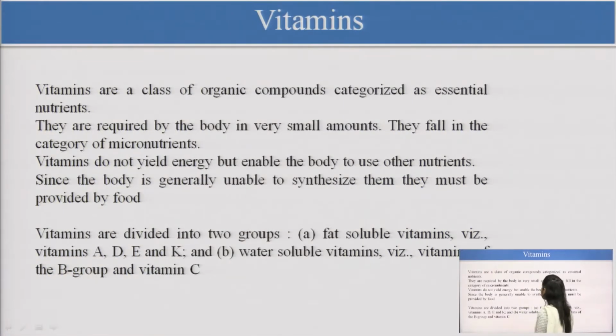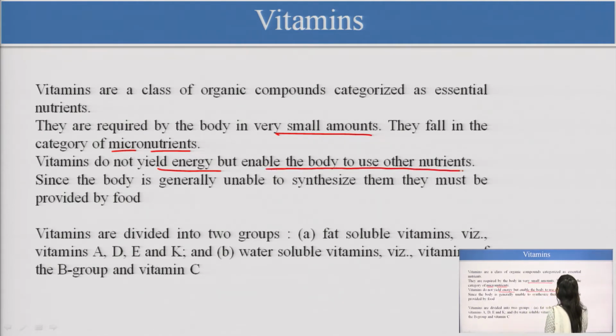Vitamins are essential compounds which are required in very small amounts. They fall in micronutrients, meaning they are required in small quantities. Vitamins don't yield energy, but enable the body to use other nutrients, so they are required for other functionings. Since the body is generally unable to synthesize them, that is why they are essential. We need them in our food.